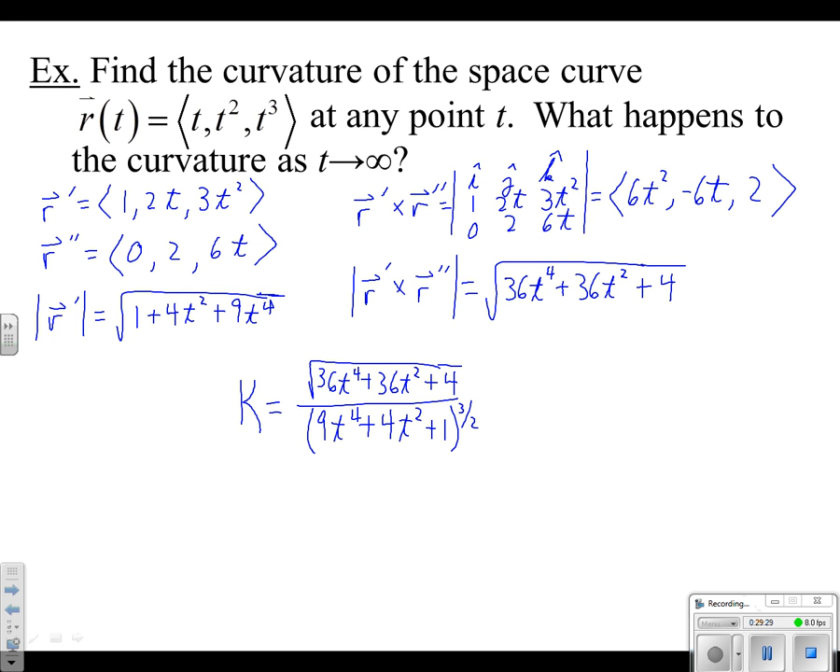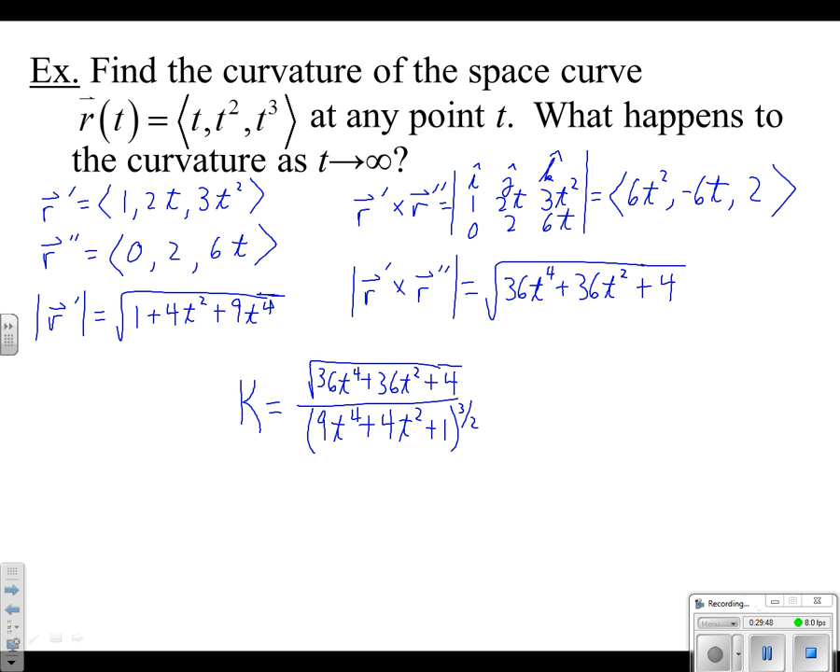Now, there's a little simplifying you can do. Actually, the top simplifies fairly nicely now that... No, it doesn't. You can pull out a fourth. That's about the best you can do. But this is a fine answer. There's no reason to keep going at this point. This is a good answer for the curvature. It does ask what happens as t goes to infinity.